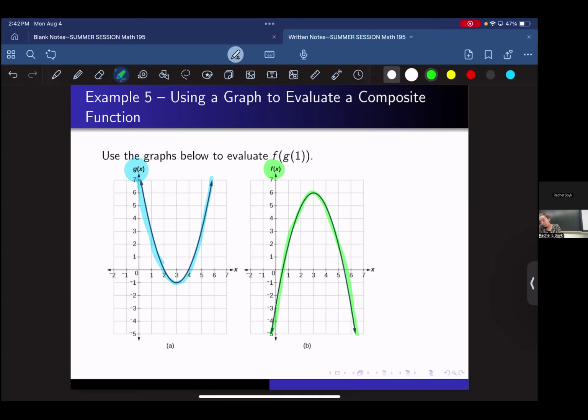And so again, look at the inside. We're first evaluating g of 1. So when x is 1, what's our g? It's 3. And now we want to evaluate what is f of 3. When x is 3, we get 6, right? So our answer is 6. That's it.